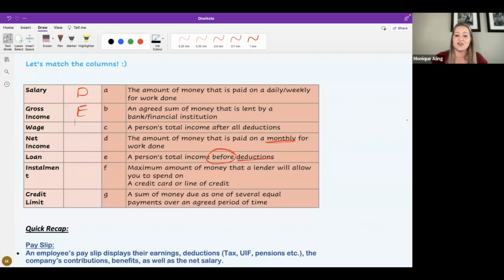Okay, wage. You guys are getting used to these. It is A: the amount of money that is paid on a daily or weekly basis for work done. The keyword with wage is daily or weekly. If you ever forget it, something to remember: week starts with W, wage starts with a W. Then net income.